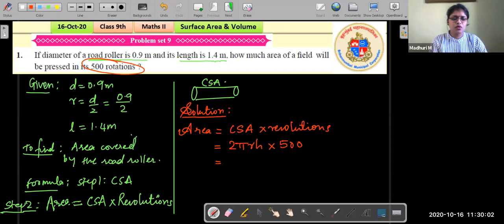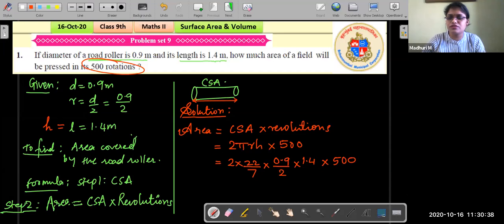So what is the value of pi here? Whenever pi is not given, what can we do? We can stick to 22 by 7. So we are substituting the values: 2 times 22 over 7 times radius, radius is 0.9 upon 2, times height. Height is the length. The length of this roller is the same as the height of the cylinder. So we know the height is 1.4 meters. So height is 1.4 and the number of revolutions is 500.